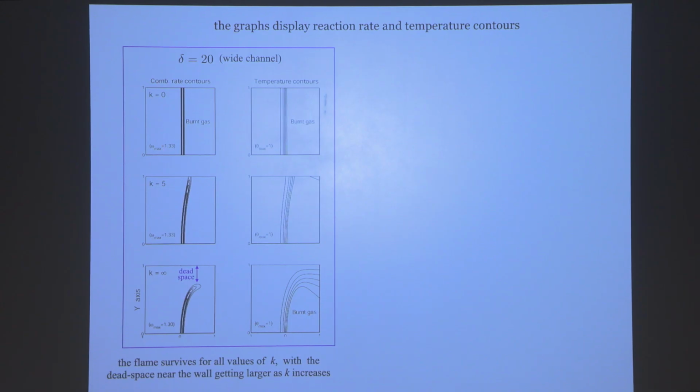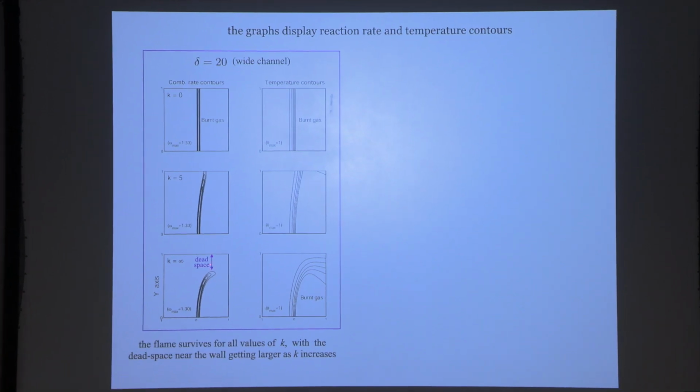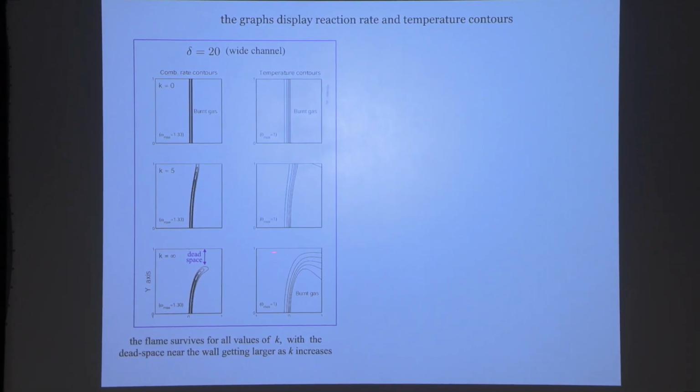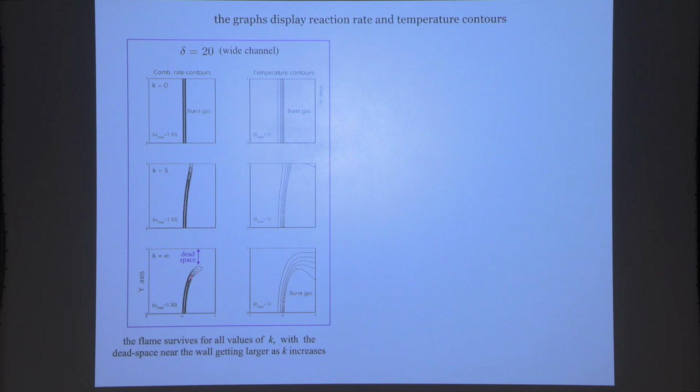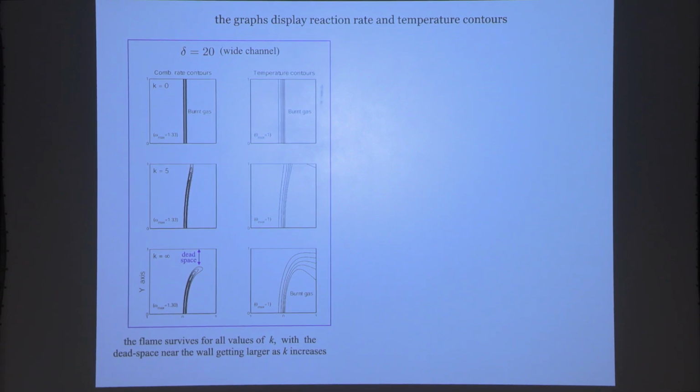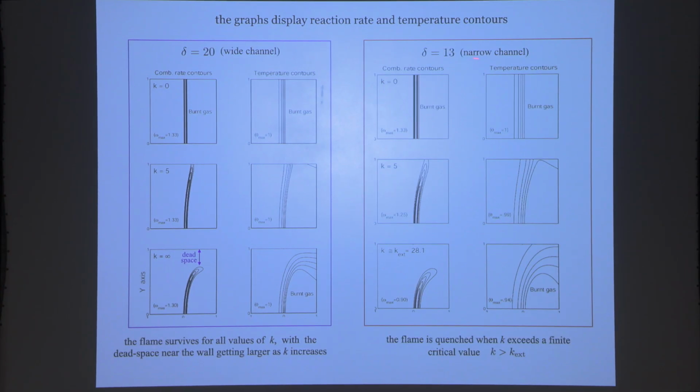Okay, you increase K, you have more heat loss, the flames start to curve, and that's what you see here. You can go all the way to K infinity, well, a large number numerically, not infinite. And what you see is that there is a dead space here, which means there is no reaction in this region, the flame doesn't reach all the way to the wall, but it exists in the center of the channel, no matter what the losses are, okay? Now we go to a narrow channel, delta equal to 13 as opposed to 20. Again, for K equal to 0, the flame is flat.